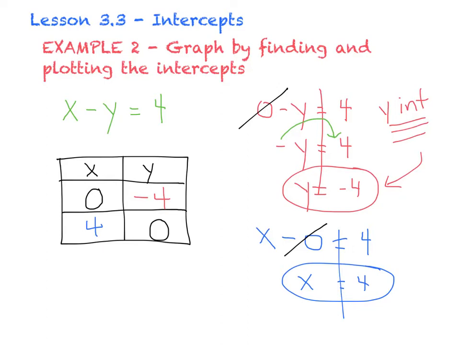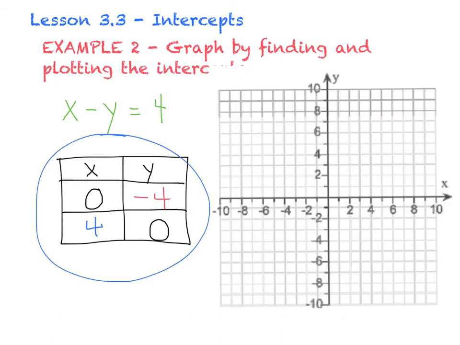Now that we have our table right here, we can use this to graph it. So let's bring in a graph, and let's graph what we found. And now it's just a matter of plotting our ordered pairs. So let's start with the first one. 0, negative 4. That would be right there. And our next one is 4, 0, which will be right there. And we can finish up by drawing a line through it.